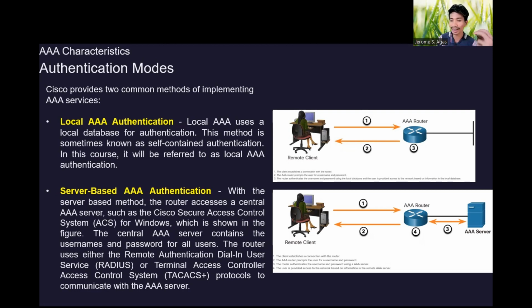Now, unlike the server-based authentication, they have access outside. With the server-based method, the router accesses a central AAA server such as the Cisco Secure Access Control Server, or ACS for Windows, which is shown in the figure on the screen. The central AAA server connects to the other computers outside or the branches. If you have a store, of course, you have branches like Starbucks, so they are integrated with each other by the use of the server. And of course, that is what server AAA authentication is all about. Okay.